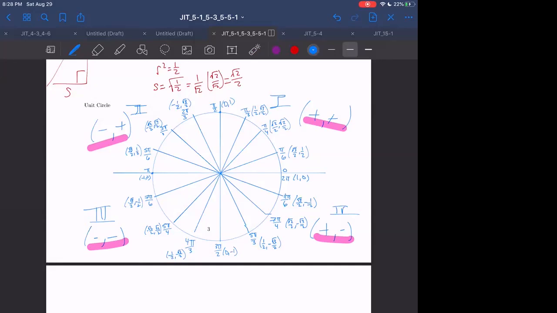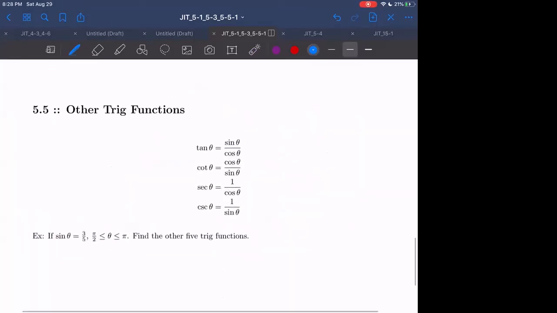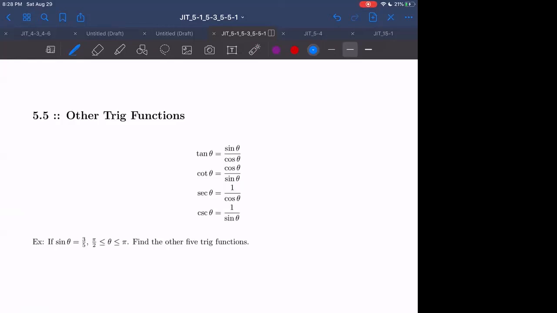And then lastly, today we'll look at some other trig functions. So we can look at other trig functions using ratios between sine and cosine. So tangent will be sine divided by cosine. Cotangent will be cosine divided by sine. Secant will be 1 over cosine. Cosecant will be 1 over sine. Okay. So we can do an example.